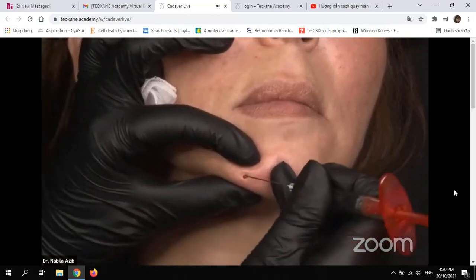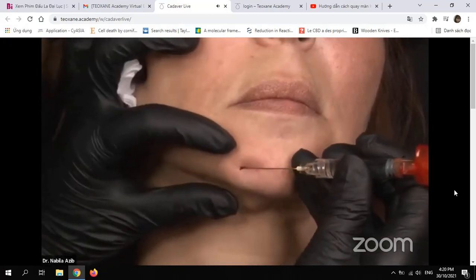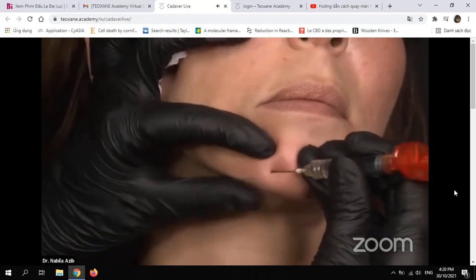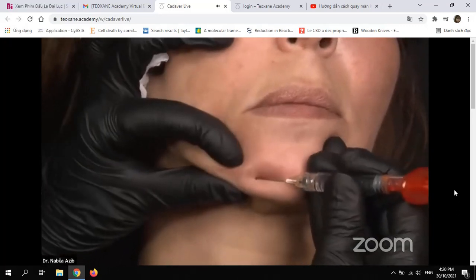So we have got some more questions from the attendees. Can I ask? Of course. So, why is it better to use small boluses in the temple area, not one bigger bolus?